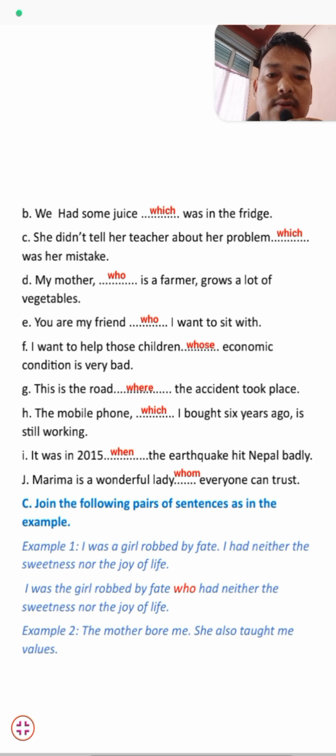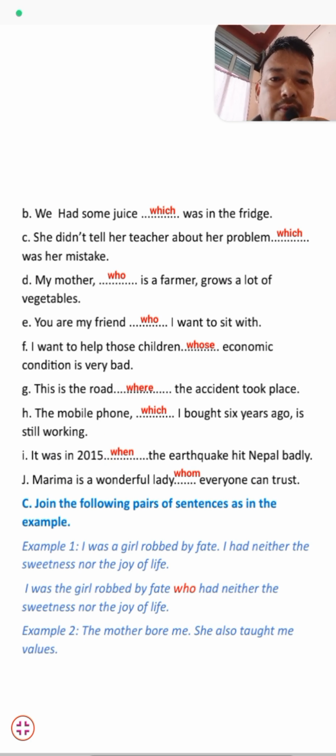The mobile phone dot dot I bought 6 years ago is still working. Again, mobile phone is a thing. That's why we use which here. You can use that here also. That would be appropriate as well. And second last: it was in 2015. It's a time again. 2015 is what? Time. So for time we use when as the right word. It was in 2015 when the earthquake hit Nepal badly.